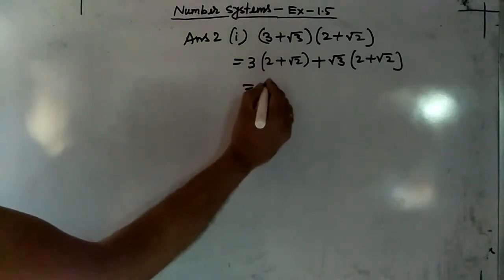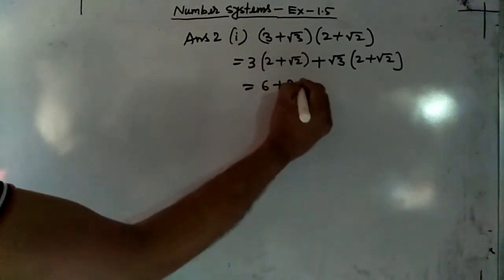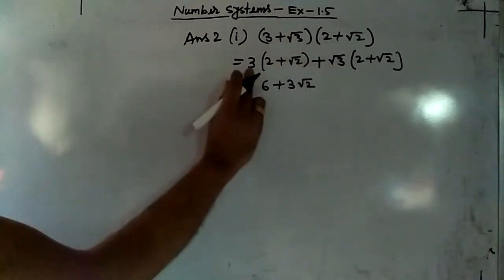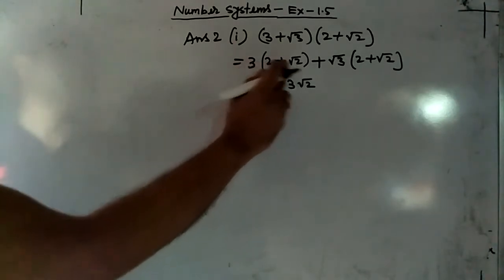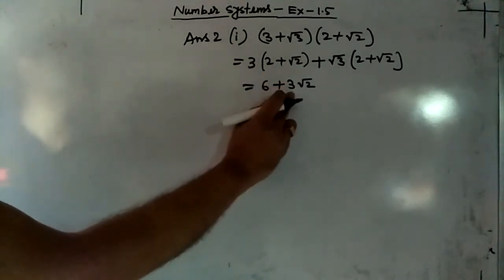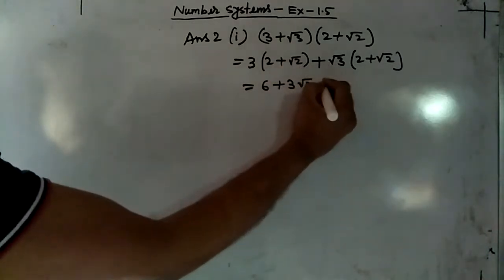3 into 2 is 6. And 3 into root 2 is 3 root 2, because this is rational and this is irrational. So if you multiply rational and irrational, then rational will be as it is and irrational will be as it is. Then we will get 3 root 2.